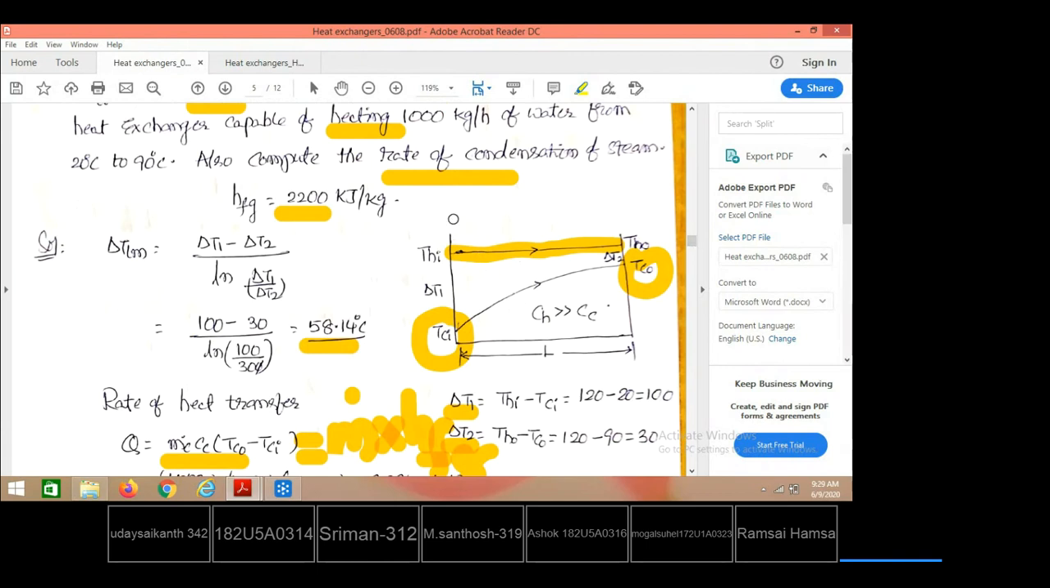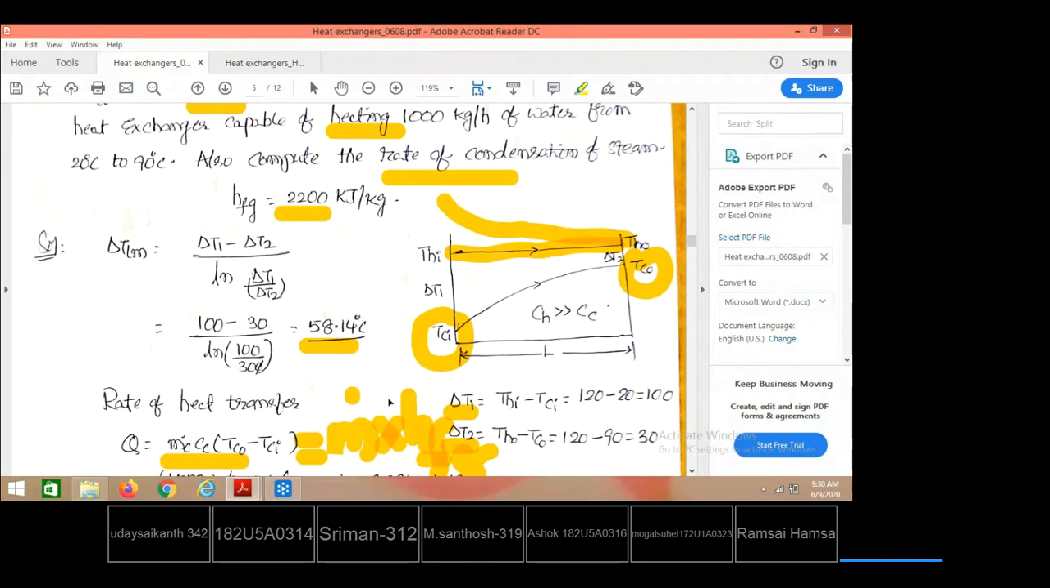Earlier, this was the profile, with continuous reduction in temperature for the hot fluid. Now in this case, the temperature of the hot fluid remains constant, while the other line for the cold fluid remains the same. This is the only difference. Delta T1 means at the inlet of the heat exchanger, the temperature difference between hot and cold fluid, that is THI minus TCI, and TH naught minus TC naught.